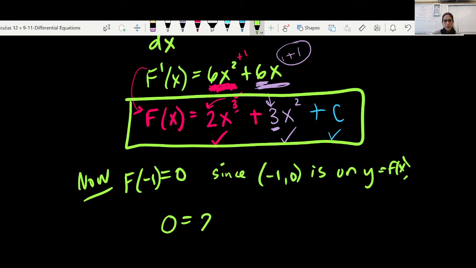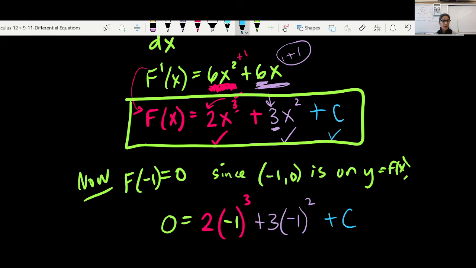So in here, I'm going to say 2. Actually, why don't I color code it? So I'm going to say 2, and in here, I'm going to plug in that minus 1, and it's going to be to the power of 3. So that's our first term there. To get to the next one, again, I'll color code it. So it's going to be plus 3. I'm going to plug in that minus 1 squared. And then at the end, it's the plus c that we were working with.